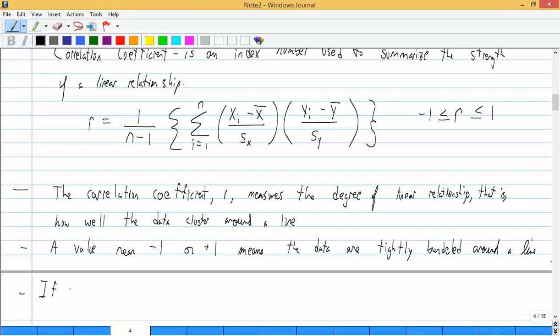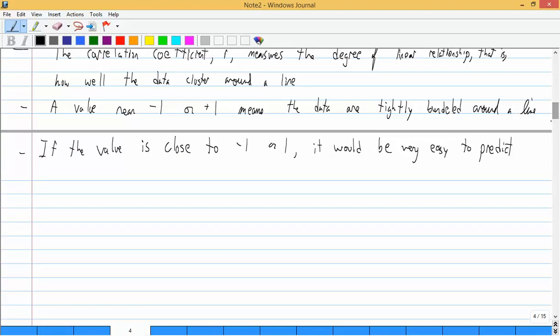So if the value is close to -1 or 1, it would be very easy to predict one of the variables by using the other.